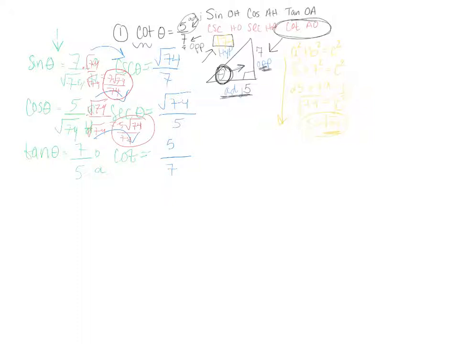So then, last step, I simplify everything. For sine and cosine, I had to rationalize denominators by multiplying by square root of 74 over square root of 74 for both of them. And then when you simplify, you get for sine 7 root 74 over 74. For cosine, 5 root 74 over 74. But notice all the rest of the ratios are simplified. So now we have all 6 of the trig functions for that triangle.